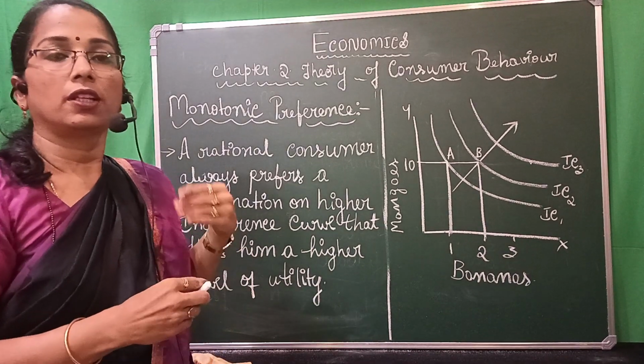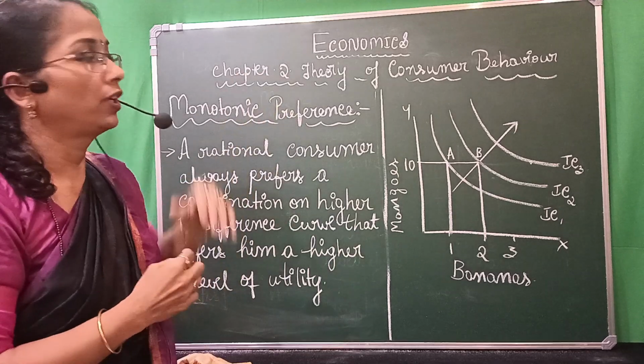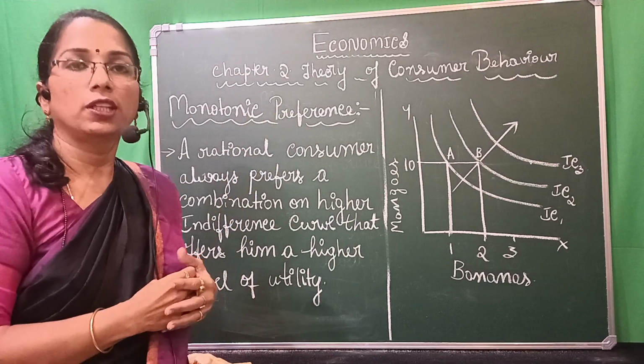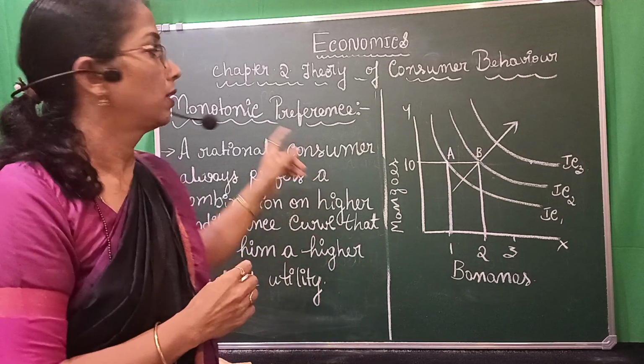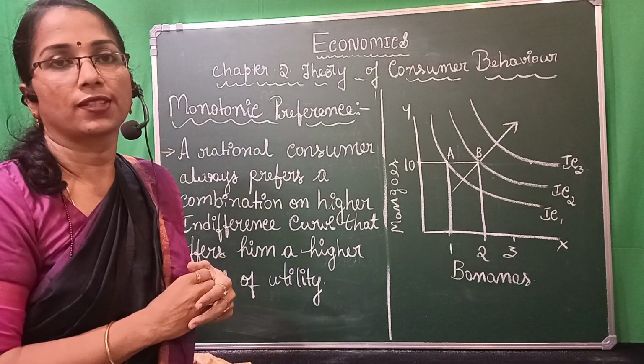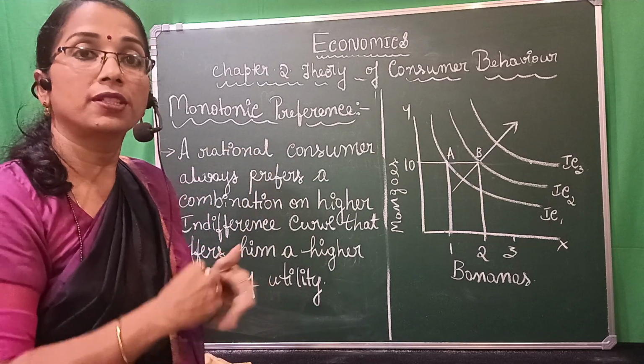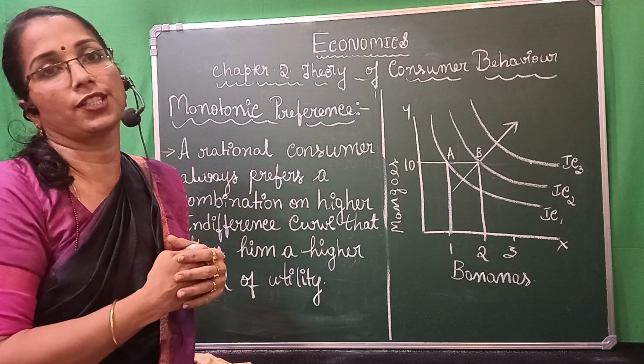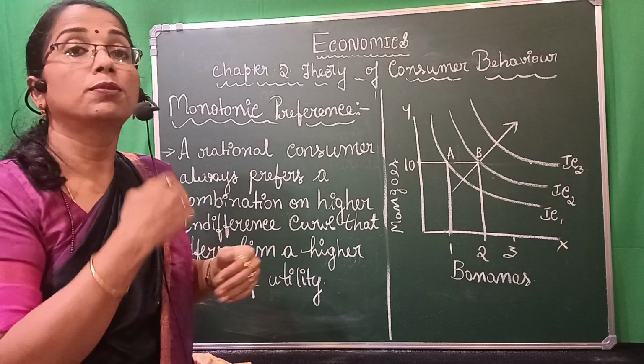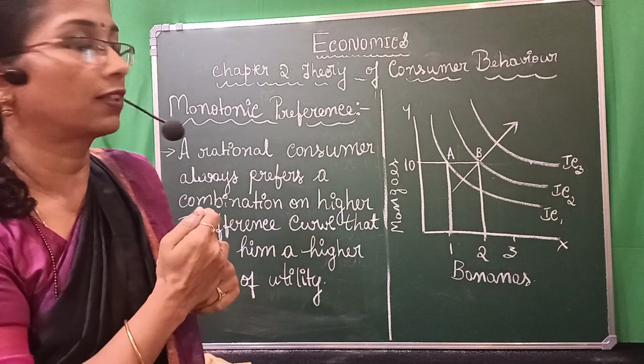In your syllabus, there is one more question related to the indifference map. That is, what is a monotonic preference? As you have already learned, an indifference map is a family of indifference curves. So what is monotonic preference then?